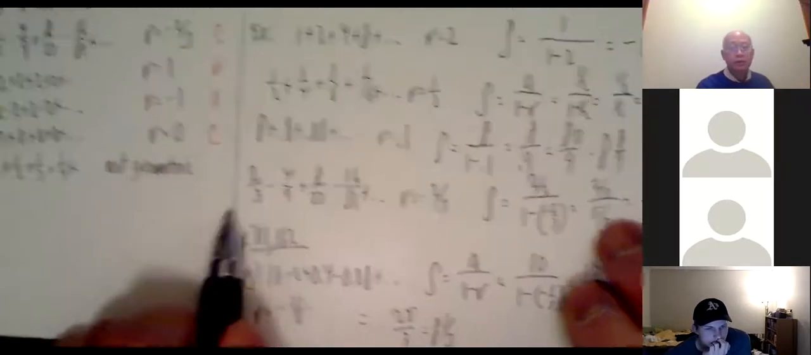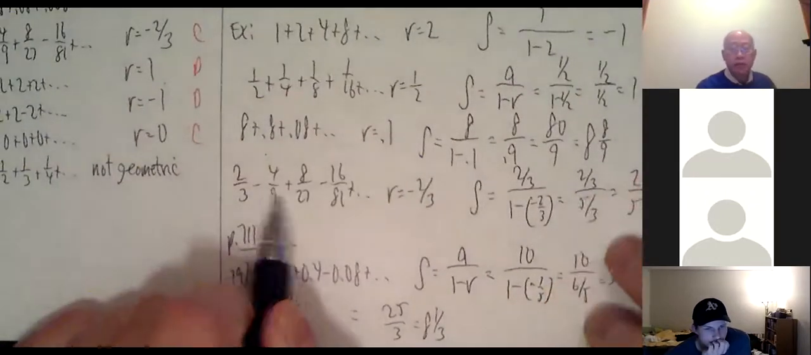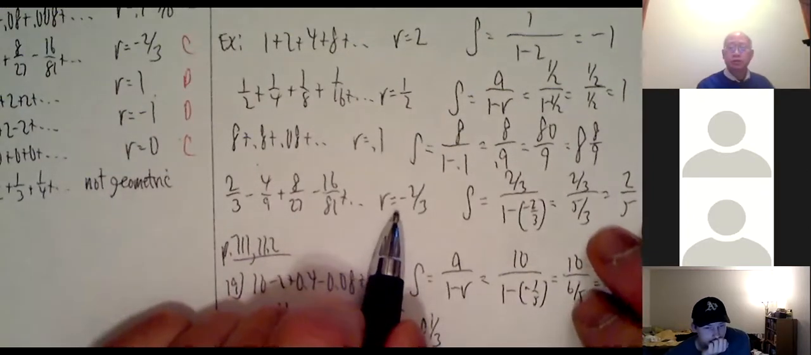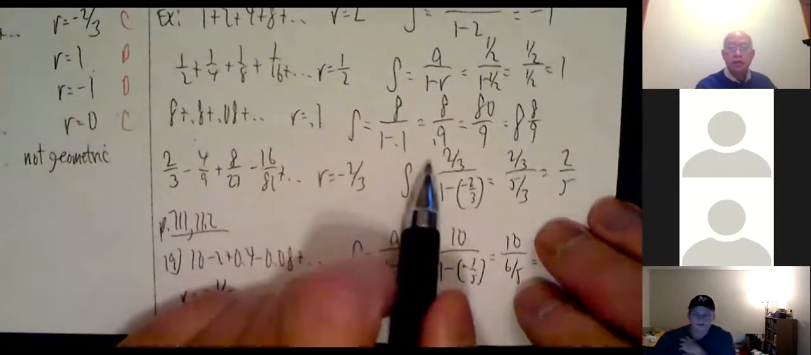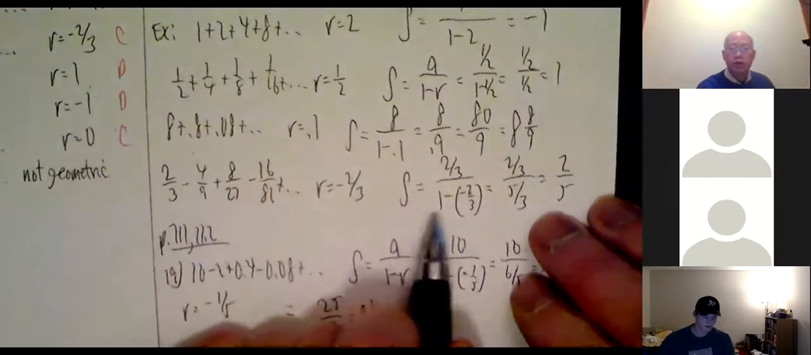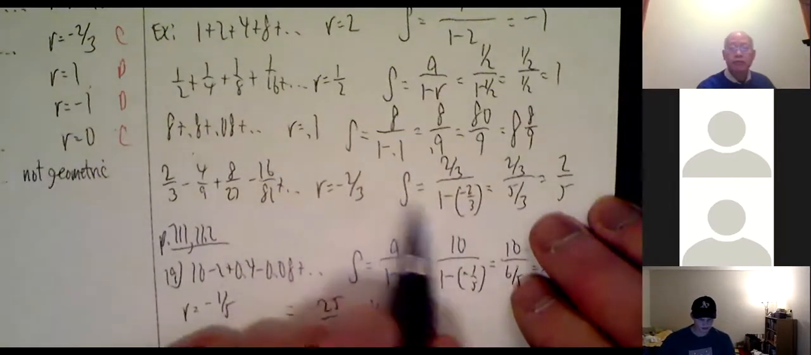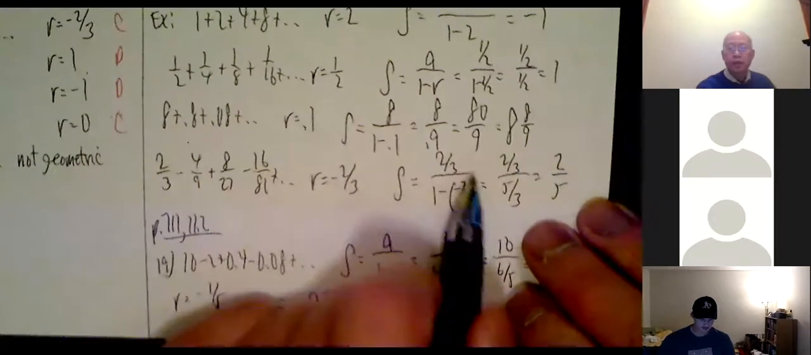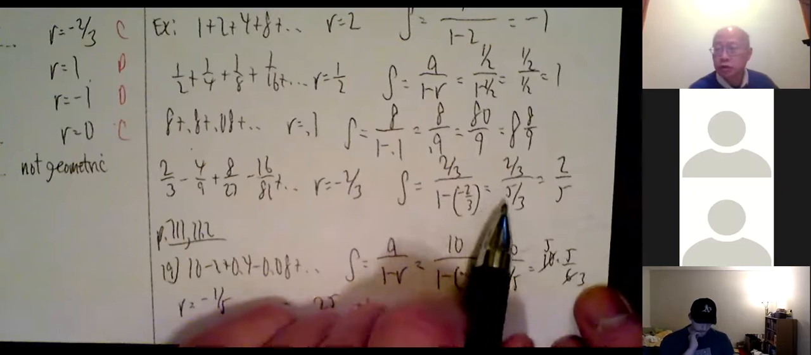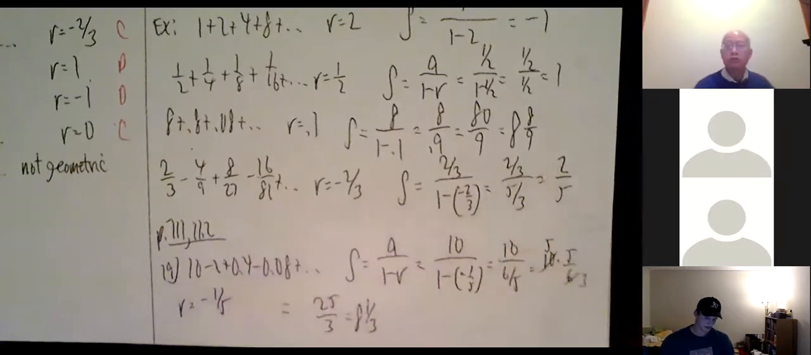Okay. How about this one? 2/3 minus 4/9, and so on. The common ratio is -2/3, so that means it should converge. Okay, so the sum is A over 1 minus R. A is the first term, 2/3 over 1 minus the common ratio, which is -2/3. That's 2/3 divided by 5/3. Okay, and I think I've shown you the shortcut before. You can just cancel the 3's, so 2/5.